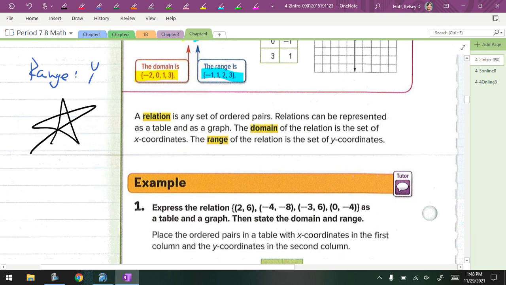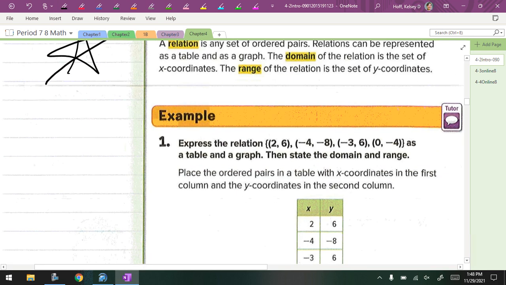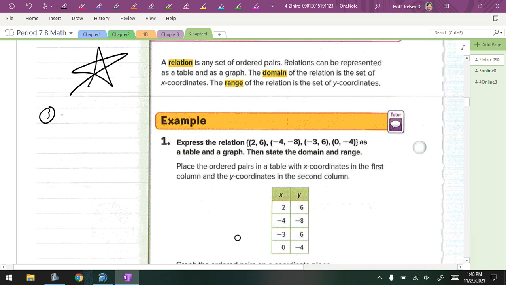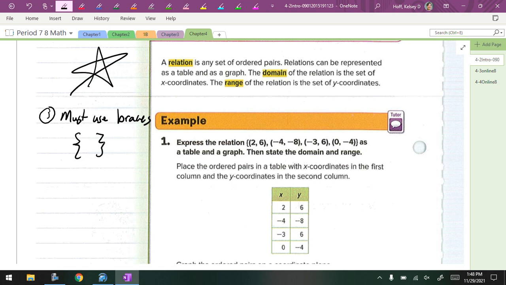There's 2 rules when you make the list of domain and range. Rule number 1, you must use braces. They're those squiggly lines, and they don't have to look perfect. Just don't make them look like a parenthesis. Just make them squiggle. They can be ugly as all get out. The nice thing about it, Alex just has a button you click, and they put them in there for you.